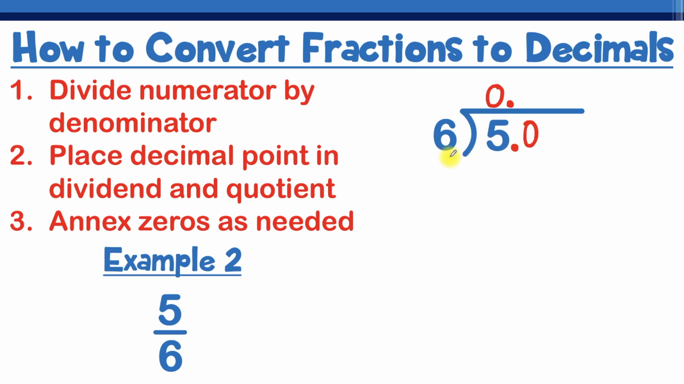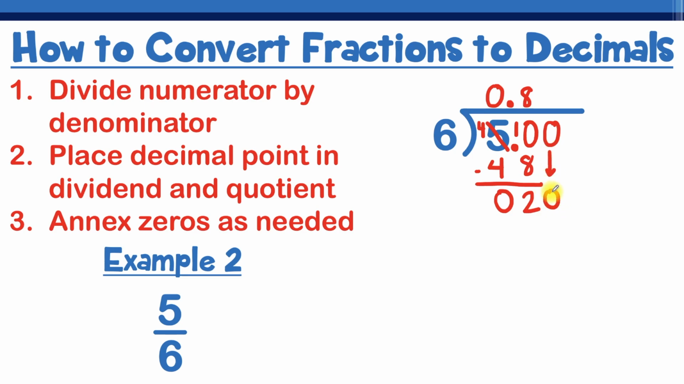How many times can 6 go into 50? Well, that would be 8, because 8 times 6 is 48. When I subtract that, and I'm going to have to borrow, this 5 will become a 4. So this 0 will become a 10. 10 minus 8 is 2. And 4 minus 4 is 0. Since we have a remainder, it means we'll have to annex another 0. So we'll put a 0 right here and bring it down.